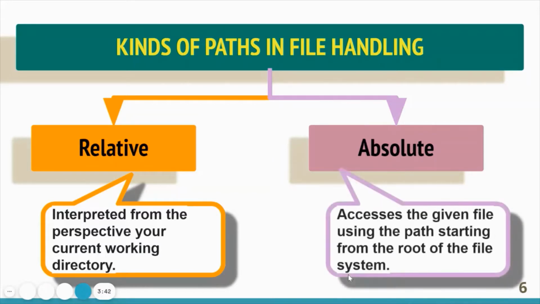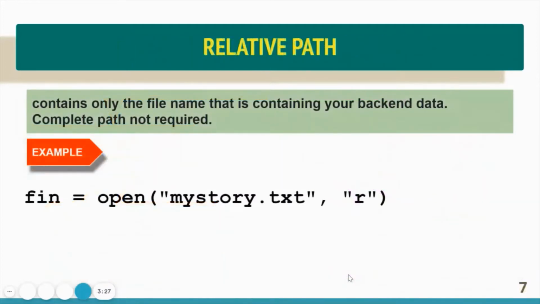On the contrary, in absolute path, you don't have to worry about what is your working directory or what is your current directory, but in your code, you have to mention the complete path of the file which you are trying to access. Let us take an example.